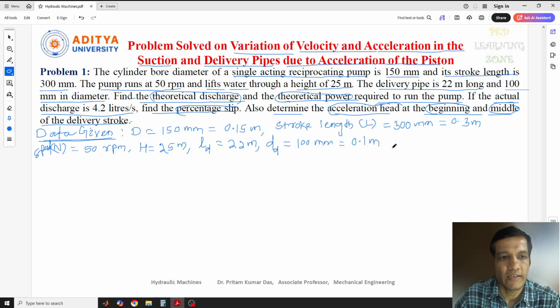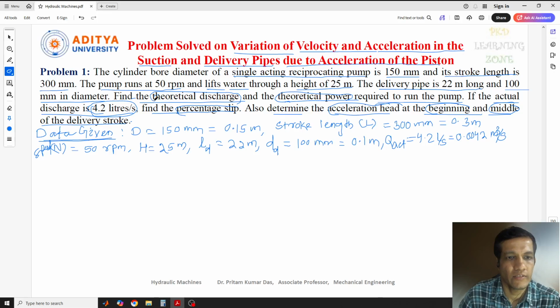So these are the data given. One more piece of data is also given in the question itself: 4.2 liter per second actual discharge. So let's write Q actual as 4.2 liter per second. If I convert this to meter cube per second, I need to divide by 1000, so we get 0.0042 meter cube per second. So these are the data given.